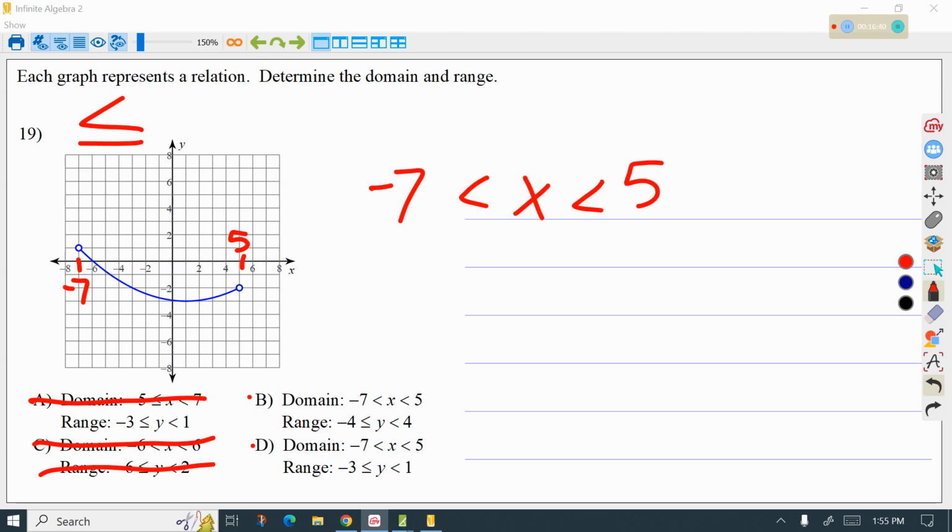Okay? And again, we're just looking at the X values right now. So what do we need? We have to make our mind up by looking at the range values now. Okay? So what's the highest value? 1. And what's the lowest value down here? Negative 3. Okay? So do we see that anywhere? With a Y in between that? All right. This would be D. All right.